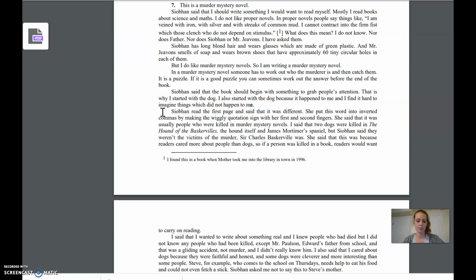She said it was usually people who were killed in murder mystery novels. I said that 2 dogs were killed in The Hound of the Baskervilles, the hound itself, and James Mortimer's spaniel. But Siobhan said they weren't the victims of the murder. Sir Charles Baskerville was. She said that this was because readers cared more about people than dogs. So if a person was killed in the book, readers would want to carry on reading.